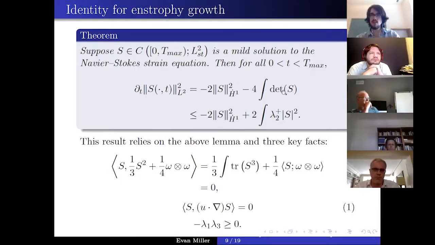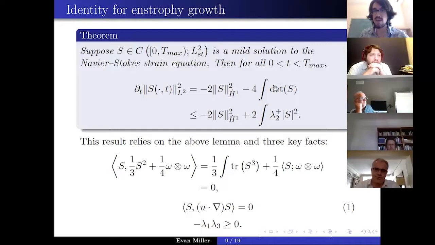Now this identity is nice because it's local. It's also nice because it tells us exactly what kind of structures we need to have a blowup. Because lambda 1 is always going to be non-positive and lambda 3 is always going to be non-negative. Here, lambda 1, lambda 2, and lambda 3 are the eigenvalues of the strain in order. So if lambda 1 is less than or equal to lambda 2 is less than or equal to lambda 3, we know that S is trace-free. And so that means that we can't have three positive eigenvalues and we can't have three negative eigenvalues. And so minus lambda 1 lambda 3 is always going to be greater than or equal to 0, which means that this quantity, which is minus 4 times the integral of lambda 1 times lambda 2 times lambda 3, its sign will be completely determined by the sign of this middle eigenvalue, lambda 2.